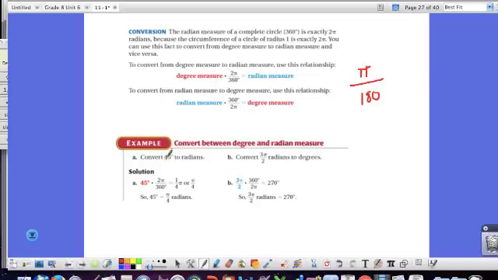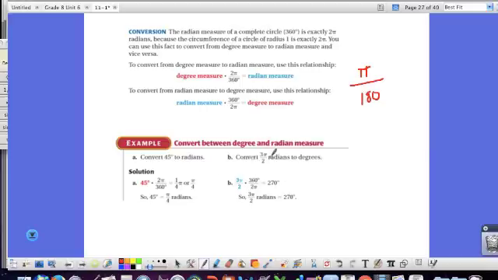So to convert from degrees to radians, 45 times 2 pi over 360. Okay? And we tend to leave this in terms of pi. So the 90 and the 360 cancel out to 1/4 pi, or pi over 4.